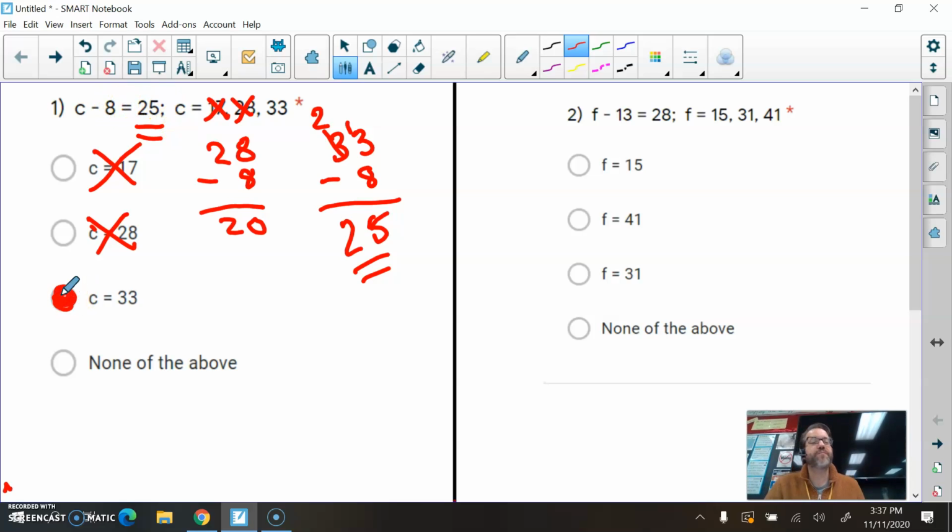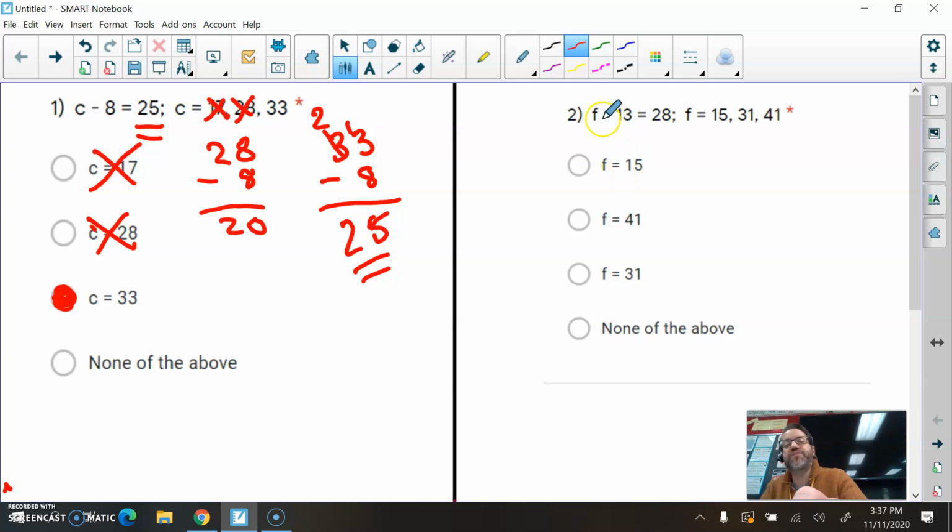So that's my answer. Some of you might be wondering, can't I just do the inverse operation and take 25 plus 8 and see what I get? Yes, you can do that. But the point on these is to see that you can substitute the values in and test to see if they're true. On number 2, it's multiple choice as well, so you could do the same thing.